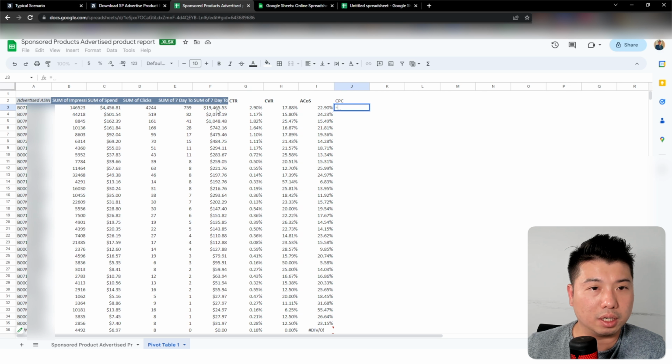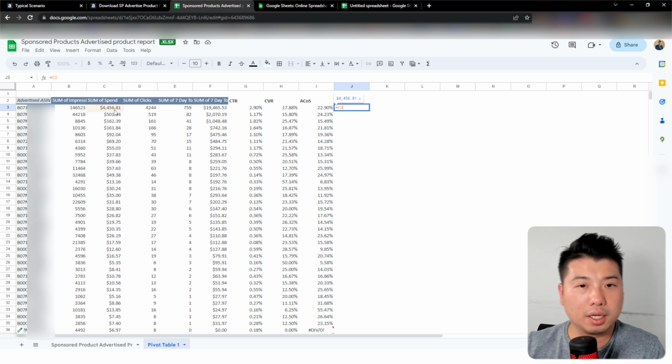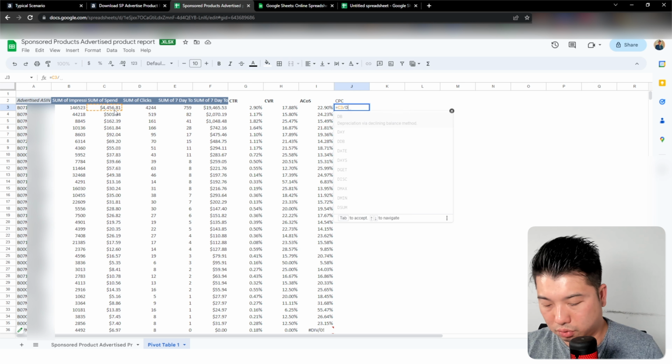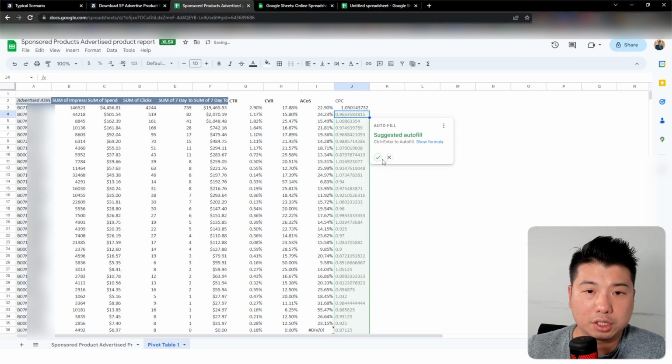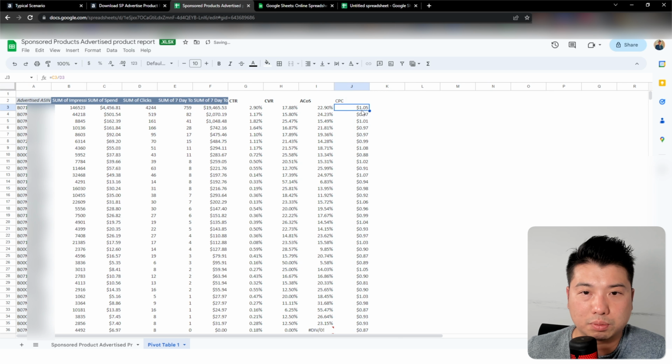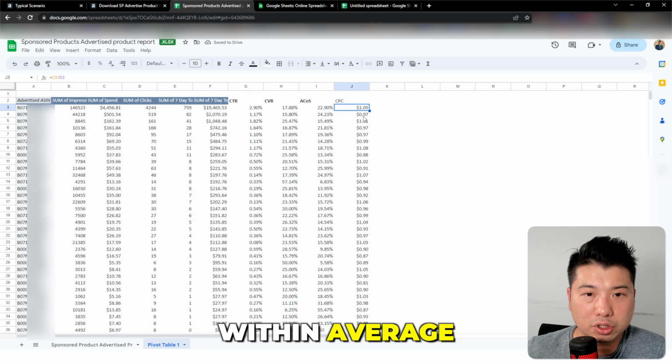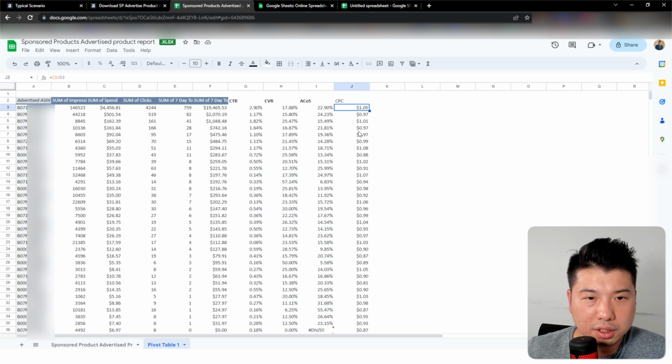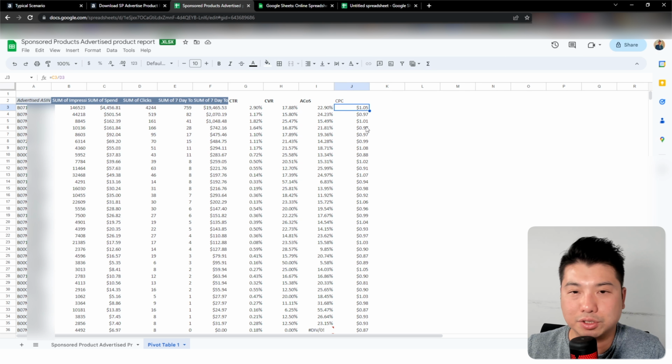So it would be spend here, so that was C3 divided by D3. So you have your cost per click here. Not the lowest cost per click, but it's within average. One thing that is interesting in this, I think I'm willing to test different variations because their stats look pretty decent and have decent statistical significance to suggest to me that it's worth testing, right?